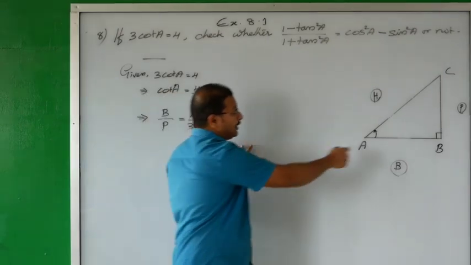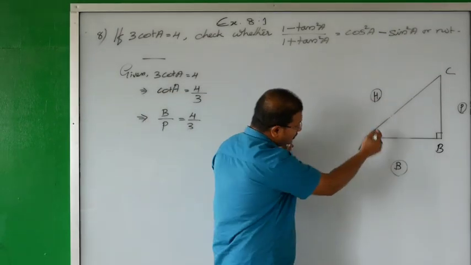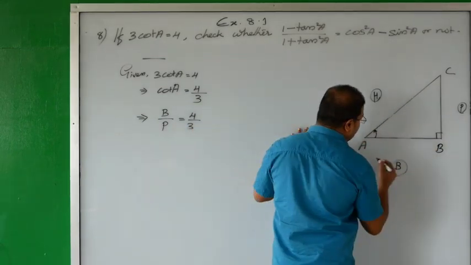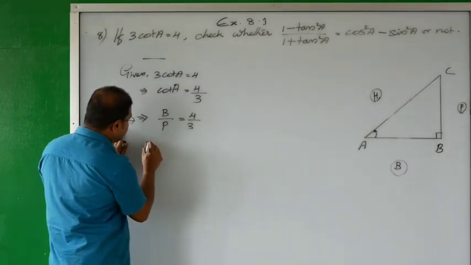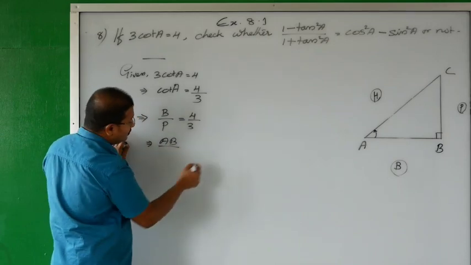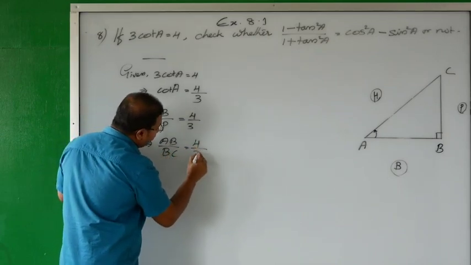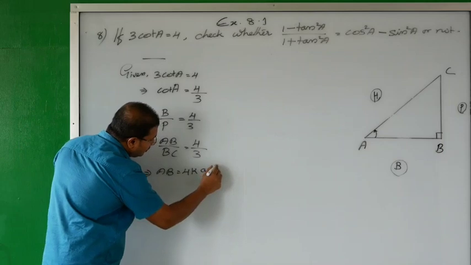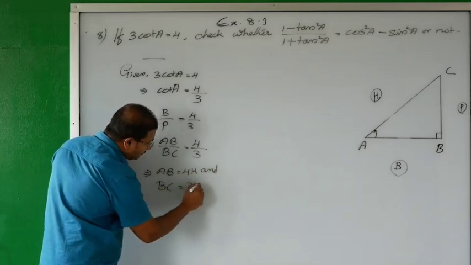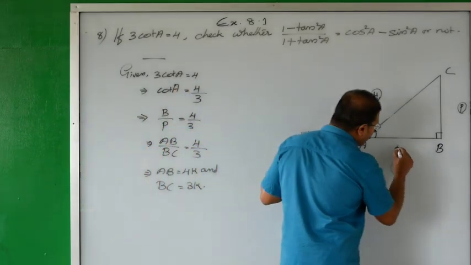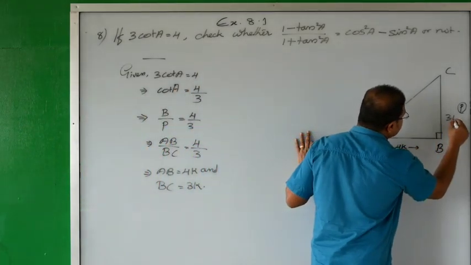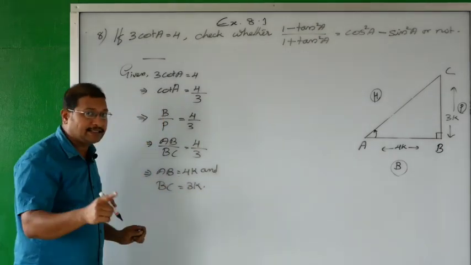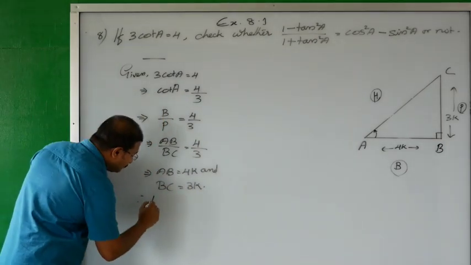Let's see the diagram now. Triangle ABC. We know that the longer side is the hypotenuse, nearby is the base, and opposite is the perpendicular. Now, what is the base here? AB. That implies AB by perpendicular BC equals 4 by 3. That implies AB equals 4K and BC equals 3K. Ready? So AB equals 4K, BC equals 3K. Now we want to find the value of AC. To find AC, what will you use? Pythagoras theorem.